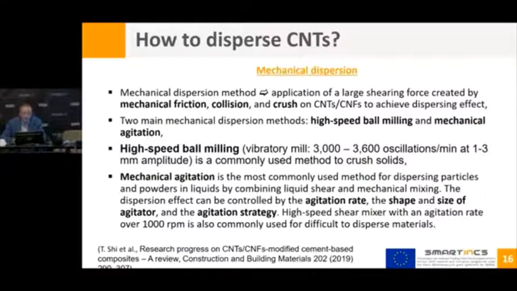Unfortunately, you don't have to use this system for a long time because the nanotubes can be severely damaged if you insist with this treatment. So they will be shorter and shorter.